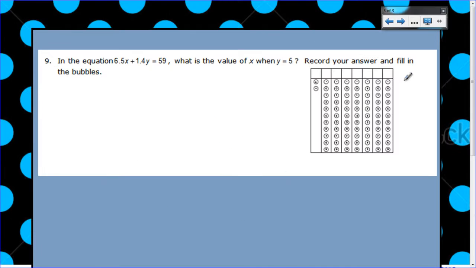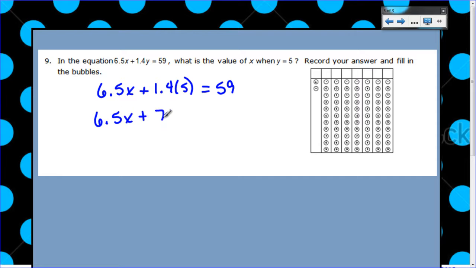So I'm skipping number 7 and 8. I'm jumping straight to number 9. So in the equation, 6.5x plus 1.4y equals 59. What's the value of x when y equals 5? So they're telling me y is 5. So in my equation, I'm going to do 6.5x plus 1.4 times 5 equals 59. And then I'm going to have to do some calculations. So I'm going to have to do 1.4 times 5. And so I have 6.5x plus 7 is equal to 59.